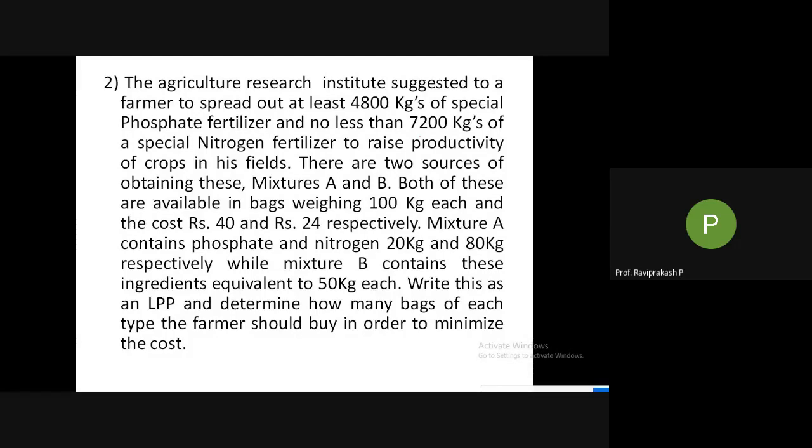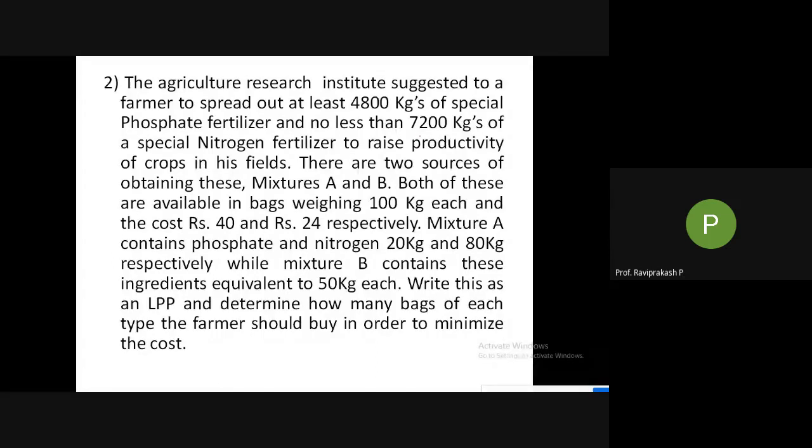Write this as an LPP and determine how many bags of each type the farmer should buy in order to minimize the cost. Okay, this is the problem.